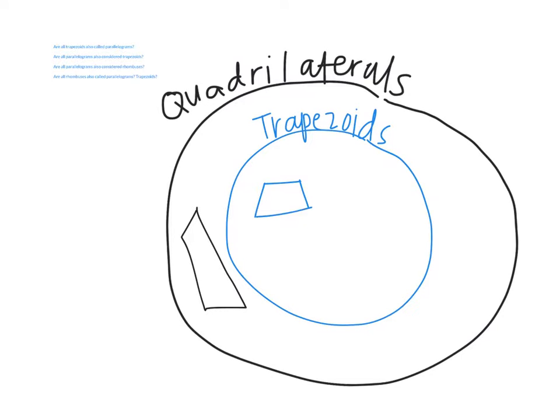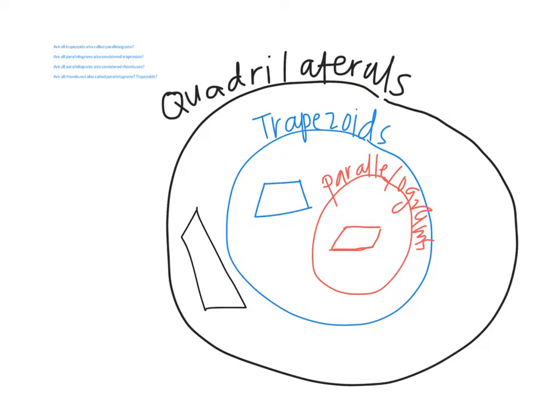How can we further categorize trapezoids? There are certain kinds of trapezoids called what? Parallelograms. Good. So inside that circle, draw yourself a parallelogram. Is your parallelogram also inside the trapezoid circle? Yeah. Because is this parallelogram also a trapezoid? Yeah. Is it also inside the quadrilateral circle? Yeah. Because is it also a quadrilateral?